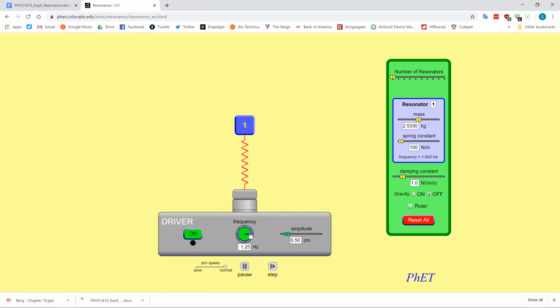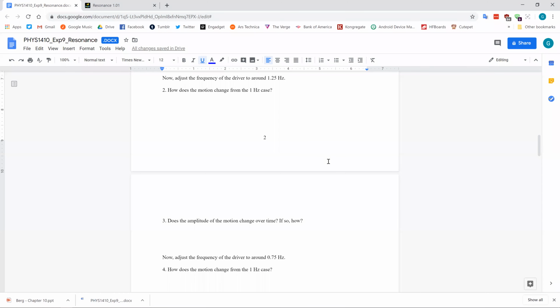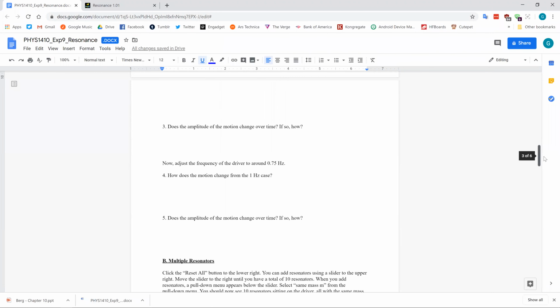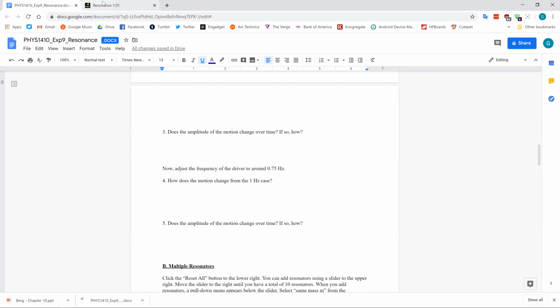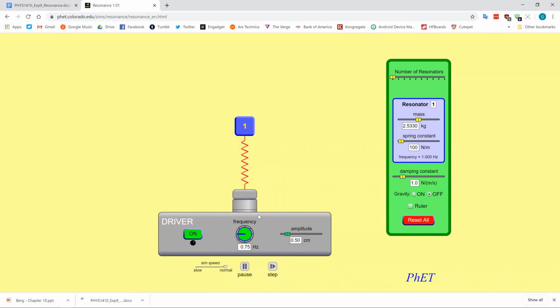And then the next 2 questions ask you to turn the frequency down to 0.75. If I remember right, I'll check in a second. Next 2, yeah, 0.75. And again, you're comparing to the first case where you had it at 1 hertz, not the 1.25 you just did. So you're going to look at the motion here.